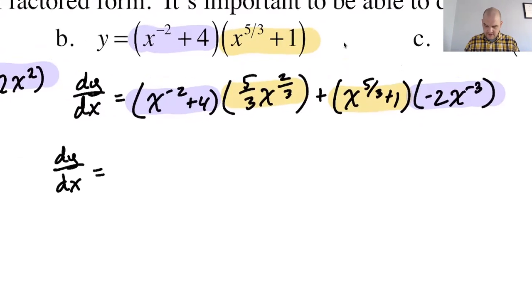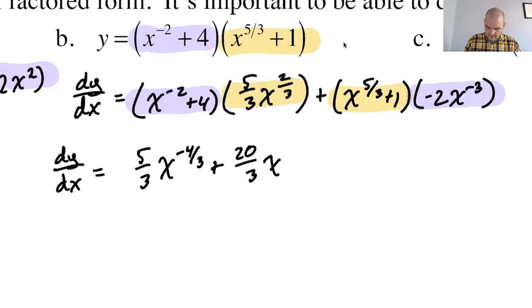equals, all right, so I'm going to get 5/3. So it's x to the -6/3 because that's x to the -6/3 times x to the 2/3, x to the -4/3. This one I'm probably going to check on the calculator. Plus 20/3 x to the 2/3. So far, not terrible.